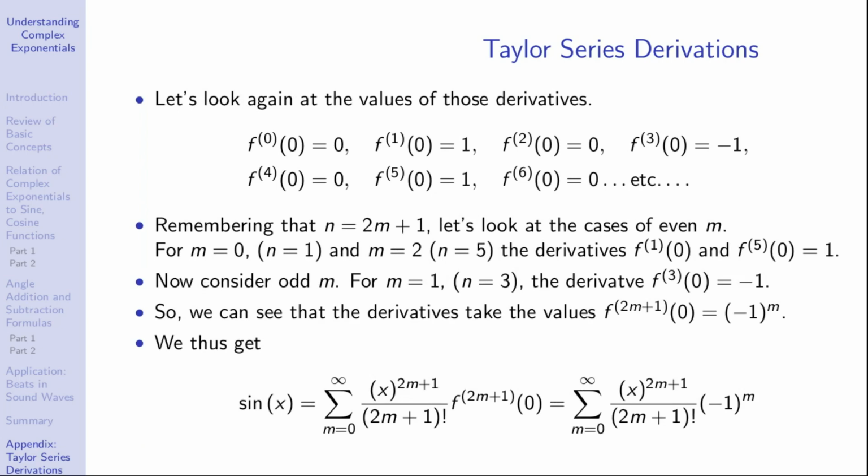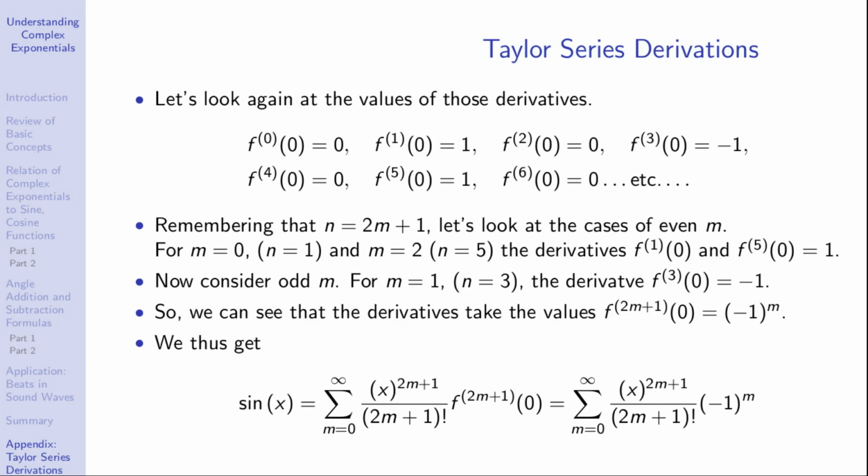Okay, let's look again at the values of those derivatives. Remembering that n equals 2m plus 1, let's look at the cases of even m. So for m equals 0, which is the same as n equals 1, and for the case m equals 2, which is the same as n equals 5, the derivatives, so the first derivative and the fifth derivative, are both equal to 1.